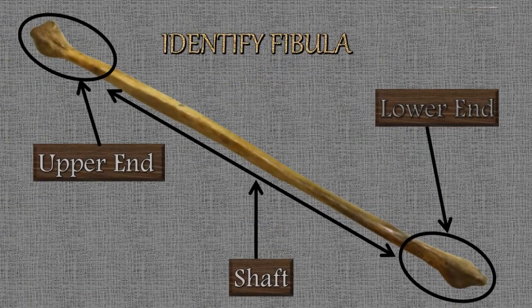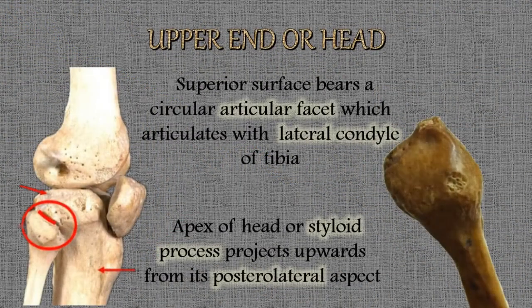Identify fibula. Like other long bones, the fibula also possesses an upper end, shaft and lower end. So this is the fibula, which comprises three parts. Upper end or head of the fibula. This is the head of the fibula, or upper end of the fibula.